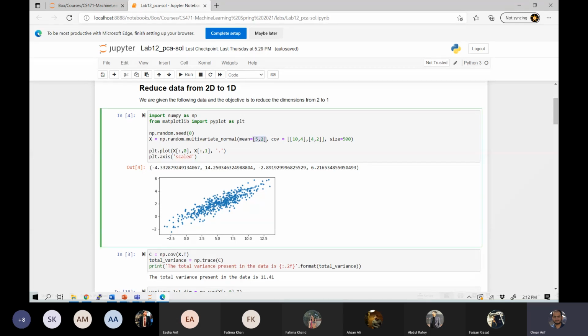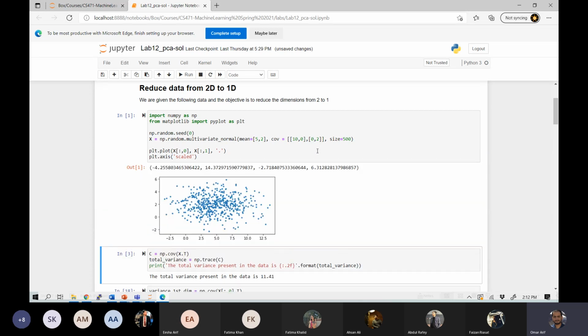with mean at 5, 2, and the covariance matrix was like this. So 10 and 4 are the variances along the x and y axes, and then 4 is the covariance between these two axes. If instead of 4 I make it 0 and 0, remember this is a symmetric matrix, so these two off-diagonal terms would be the same. So 0 means that the two axes are not related to start with. If that is the case, then you're going to get a situation like this.